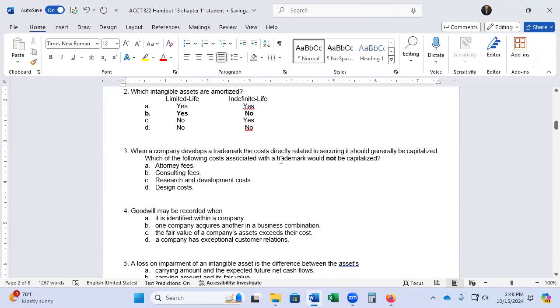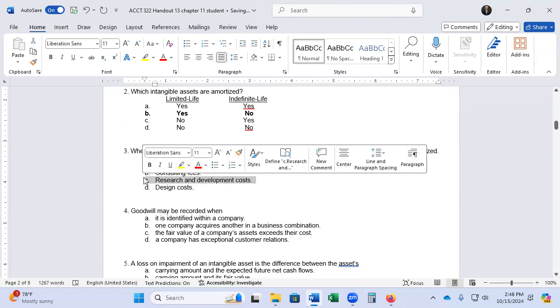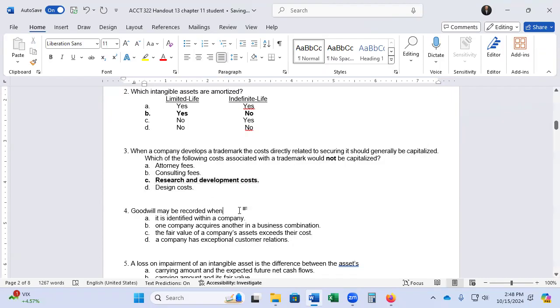When a company develops a trademark, the cost directly related to securing it should be capitalized. Which of the following costs associated with trademark would not be capitalized? And so this is C, research and development costs.